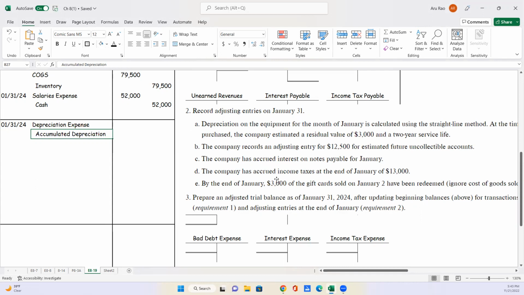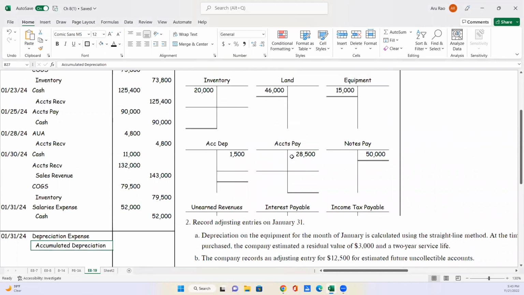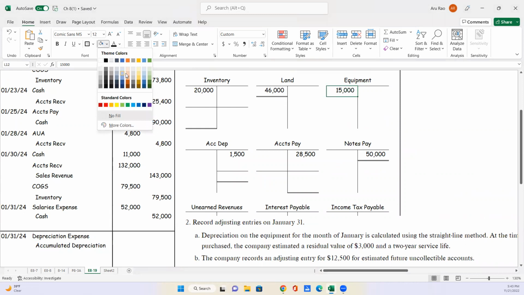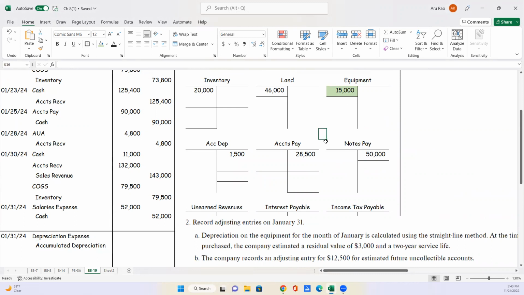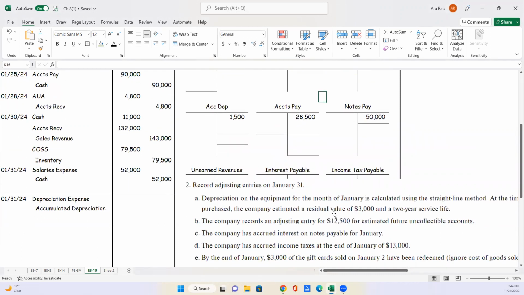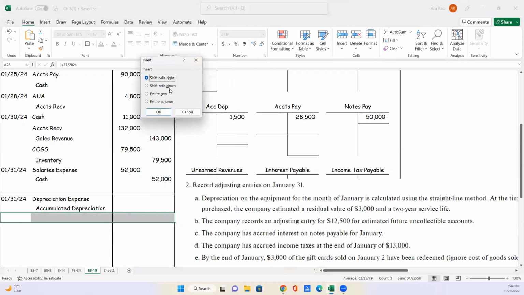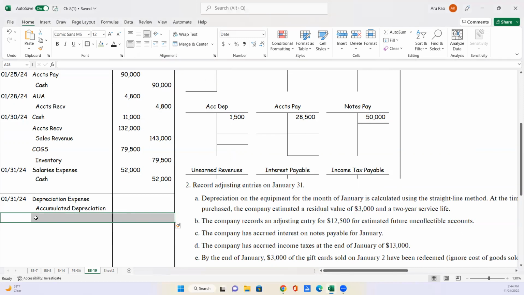Now we need to calculate the depreciation. Let's see how we're going to do that. My equipment, highlighting this number over here, is $15,000. I need to calculate the depreciation expense. So I'm going to write this down over here. They've told me that residual value is 3,000. Service life is 2 years. Okay, so let me do a thing here. I'm going to show you the calculation right here where we can see it.